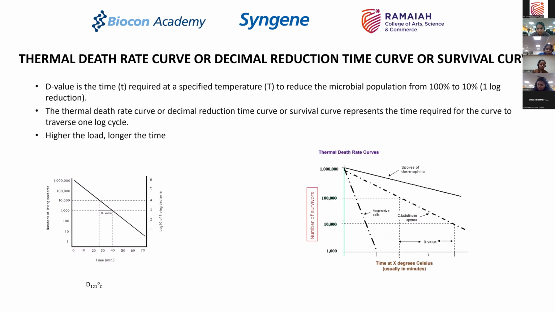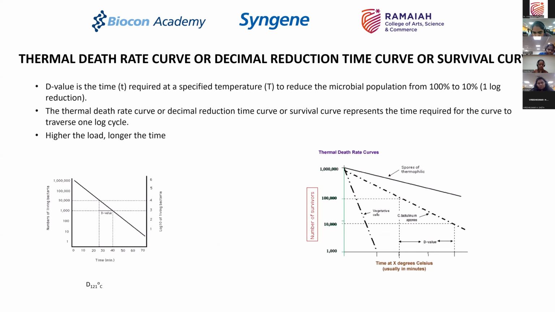So these are the formulas. Now, before I get into the calculations part, let's understand the thermal death curve, or the decimal reduction time curve, or the survival curve. The D value is nothing but the decimal reduction that we are talking about. And as we said, it is 1 log reduction. So that is the D value in terms of time. It is always measured in time.